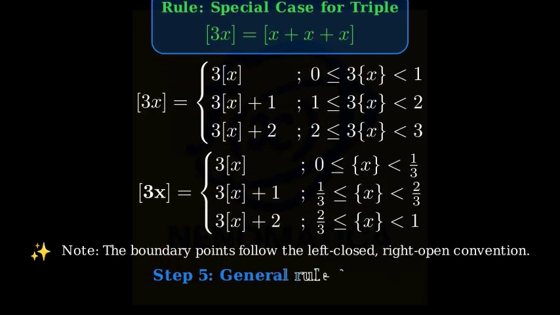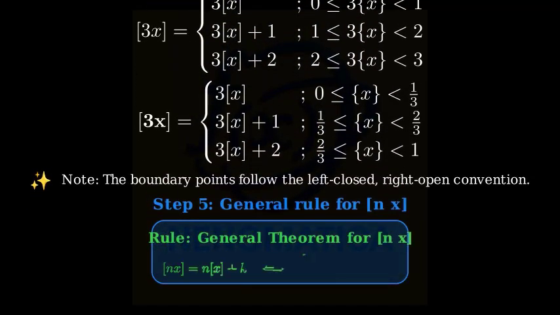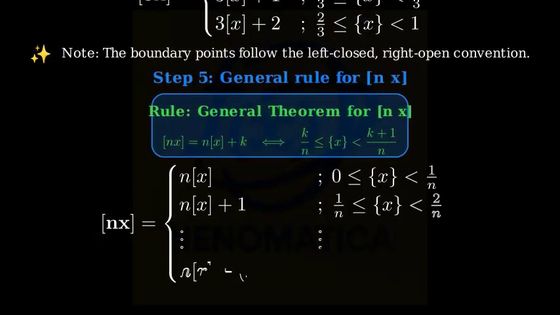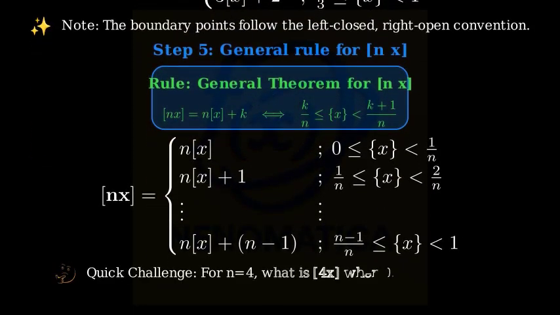Step 5. Generalize to any positive integer, n. The floor of nx equals n times floor x plus an integer k that depends on the fractional part of x. That k is the unique integer from 0 up to n minus 1, such that the fractional part of x lies between k over n and k plus 1 over n.